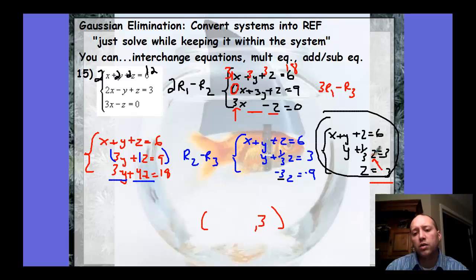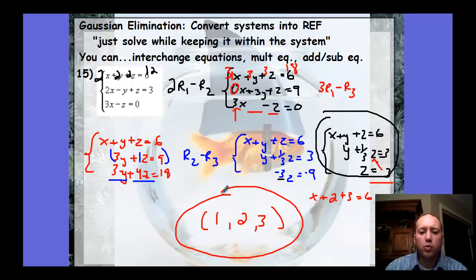So that's going to be 1, subtract 1 to both sides to get 2 for y. And then I can plug in 2 for y. So that top equation is going to be x plus 2 plus 3 equals 6. So x is 1. So we get our ordered triple 1, 2, 3.